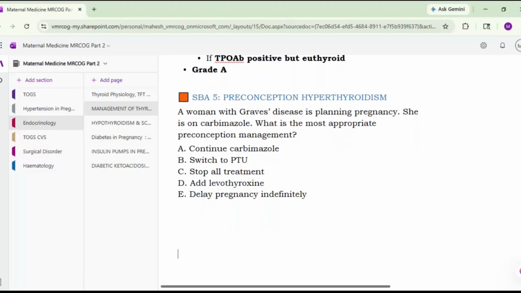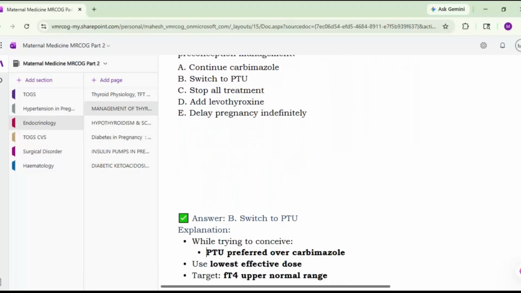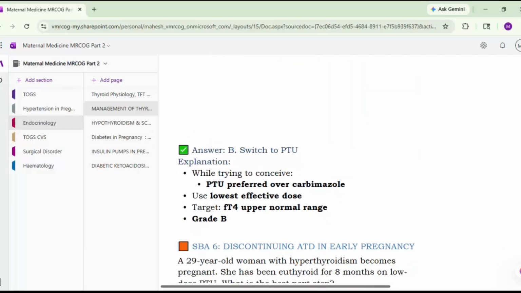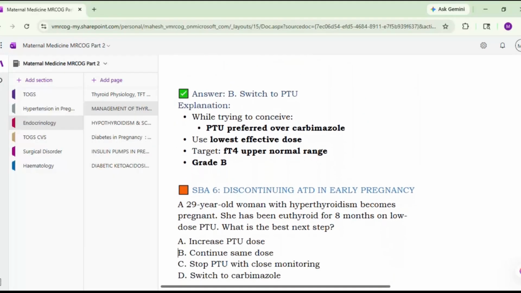Correct. So we'll switch her to propylthiouracil. While trying to conceive, PTU is preferred over carbimazole. Use the lowest effective dose. FT4 should be in the upper normal range. Next.